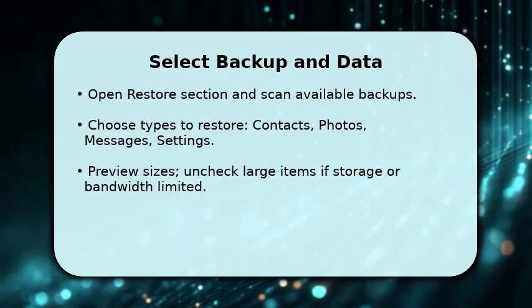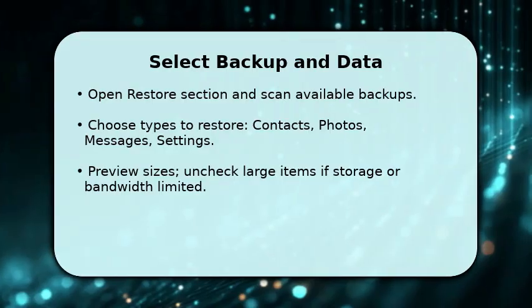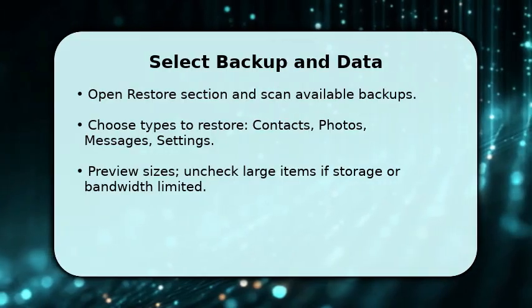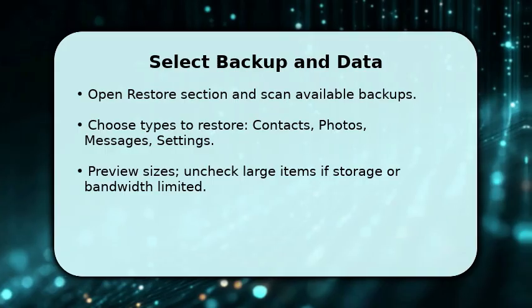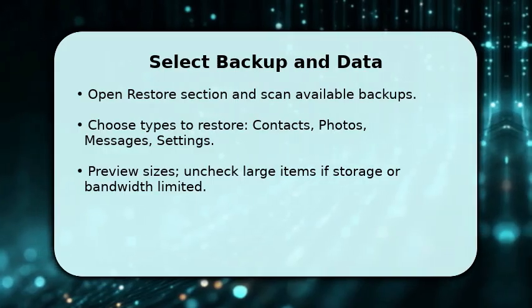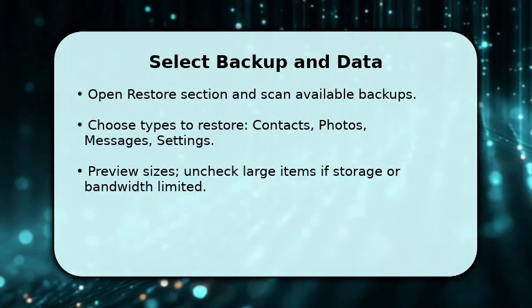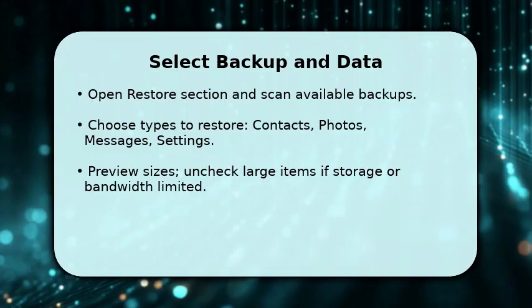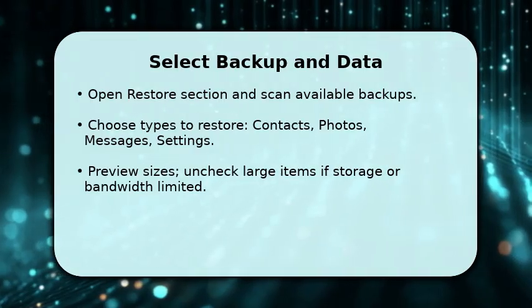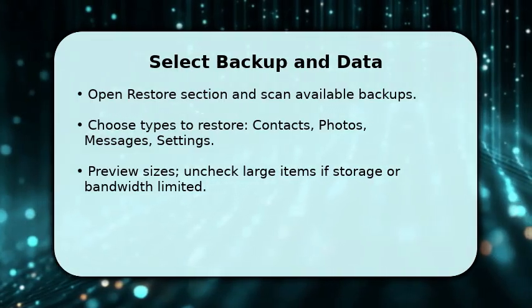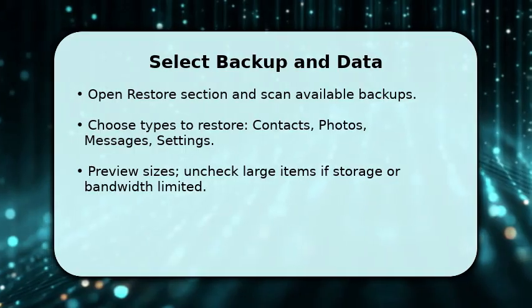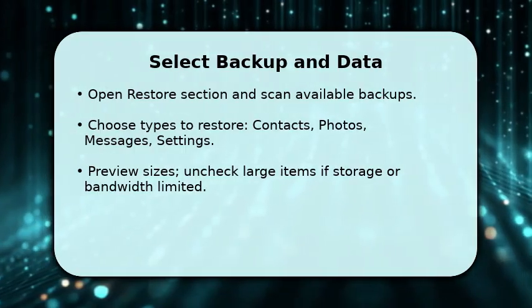Now navigate Smart Switch to the Restore tab and let it scan for backups tied to your account and device model. You'll see backup timestamps. Pick the most relevant one, then choose data types to bring to the PC or device: contacts, messages, photos, apps, and system settings. Make sure to preview transfer sizes so you don't exceed disk space. If needed, deselect bulky media to save time.